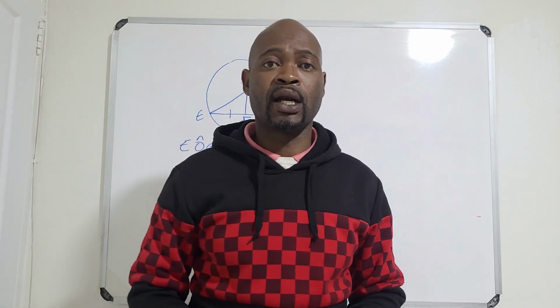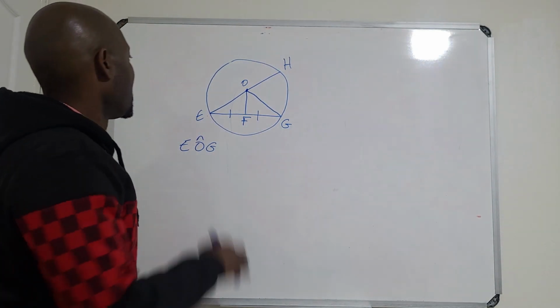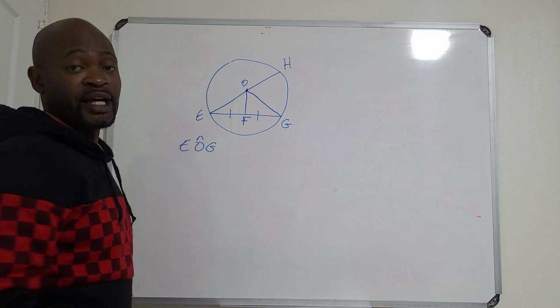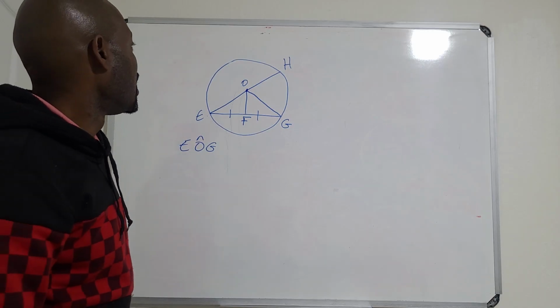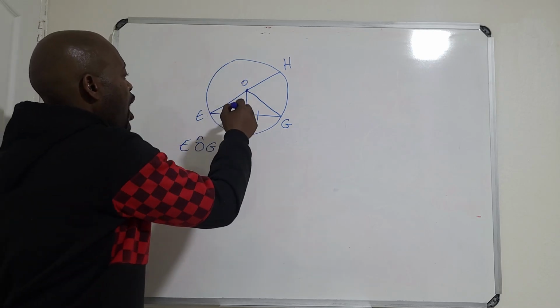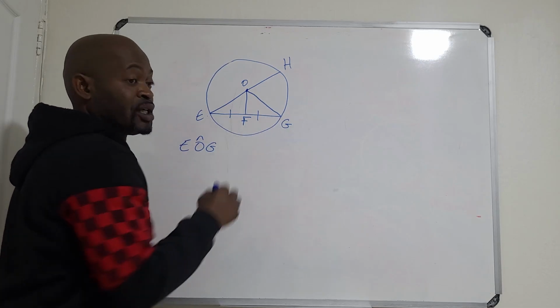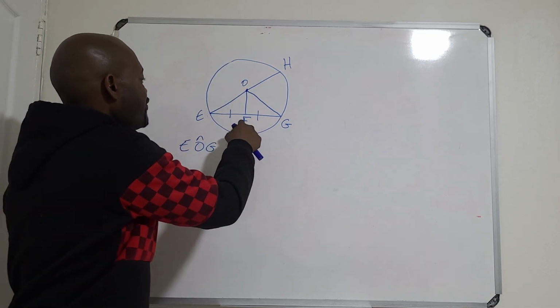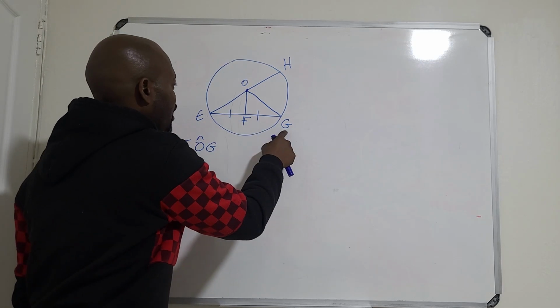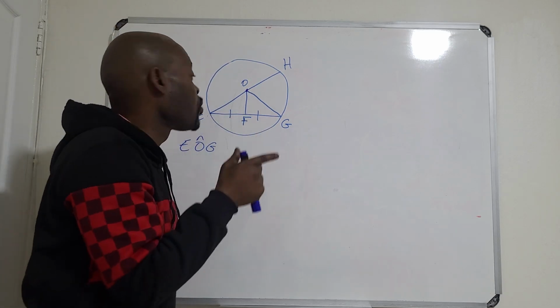Now, let's look at an example on theorem number 1. Here we are given that EH is a diameter, and we are also given that OF bisects EG. When they say OF bisects EG, it means that it cuts EG into 2 equal halves.